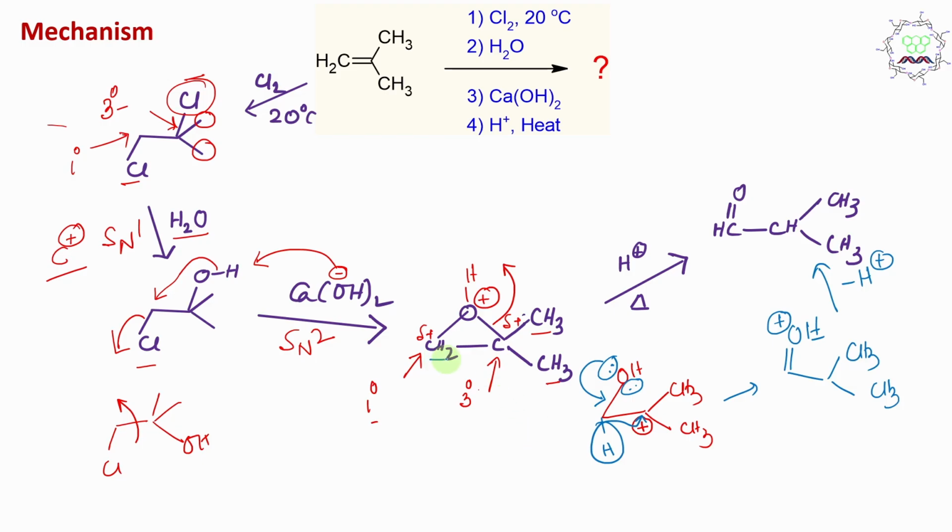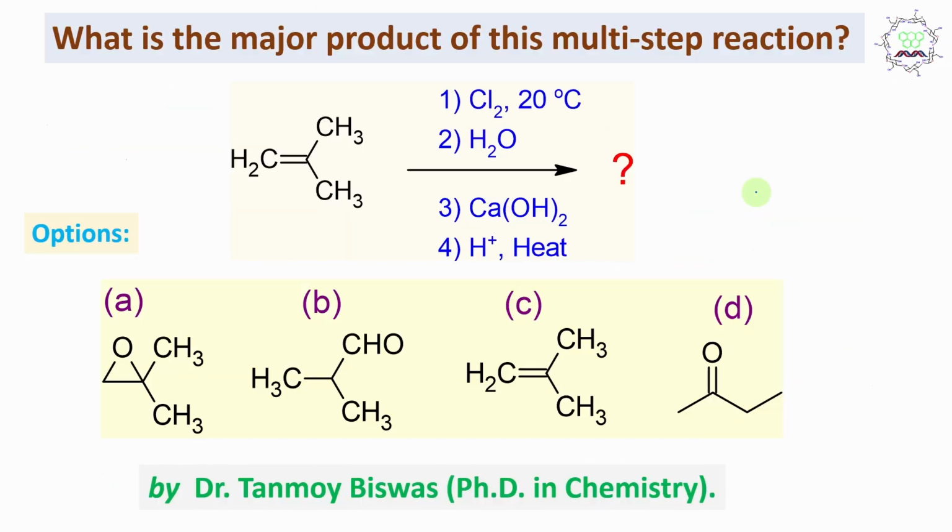By the way, there were two hydrogens and here one hydrogen is gone, so one more hydrogen remaining, that's why it is a CHO. So this is the product. Now what is this aldehyde? Yes, option D is the right answer.